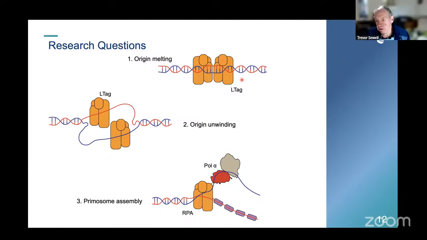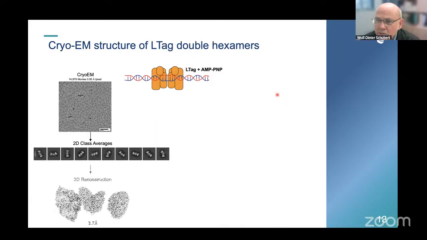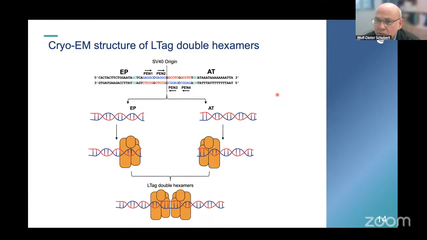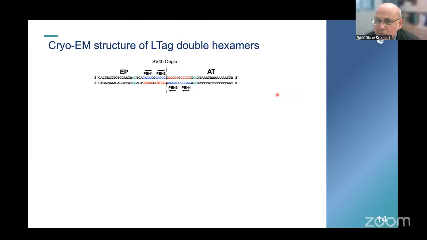Well, Tita, do you have another question? Yes, I do. You just showed that you have structures with different conformations. Did you achieve those by using different ATP analogs, or how did you get those different stages of the process?